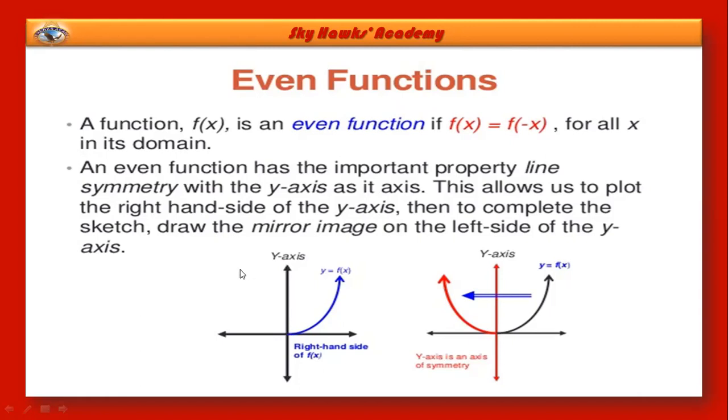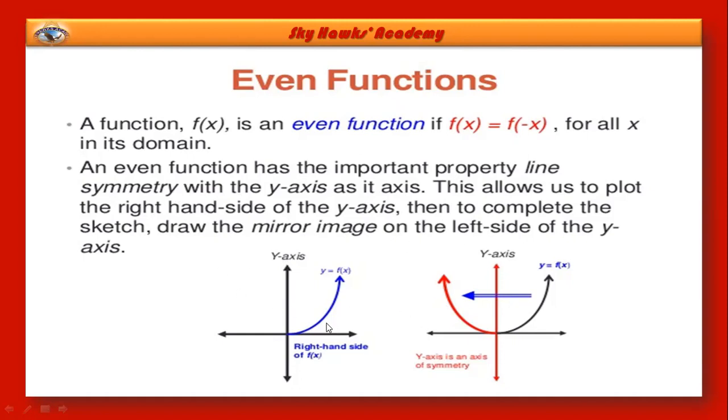You know, the line of symmetry is the line which equally divides into the two halves or into the two shapes. So that is called the line of symmetry. So y-axis will become the line of symmetry. This shows us how to plot the right hand side of the y-axis. Then to complete the sketch, draw the mirror image on the left side of the y-axis.